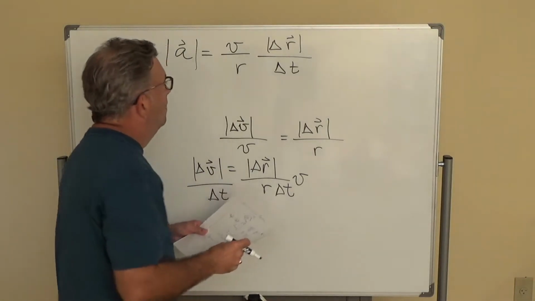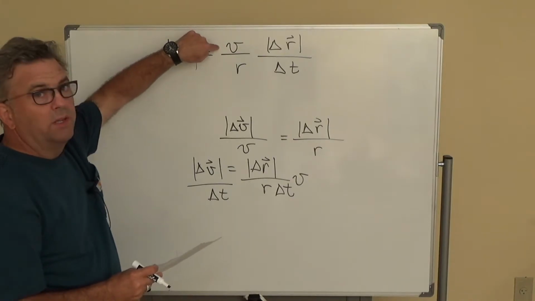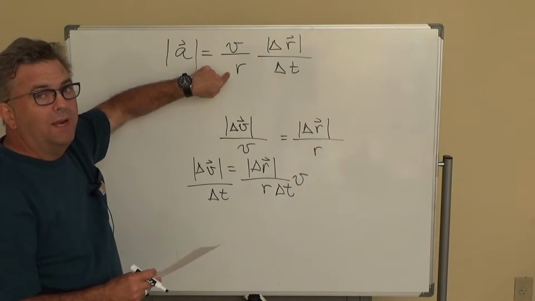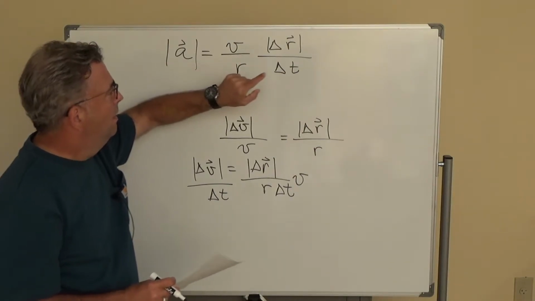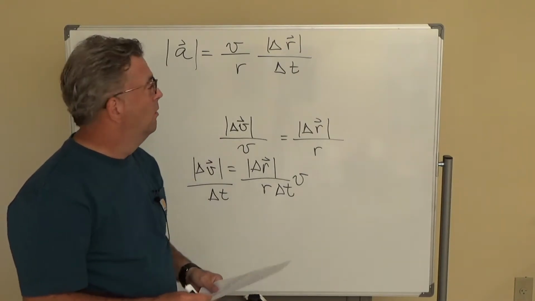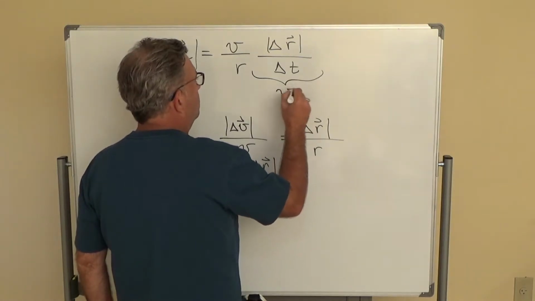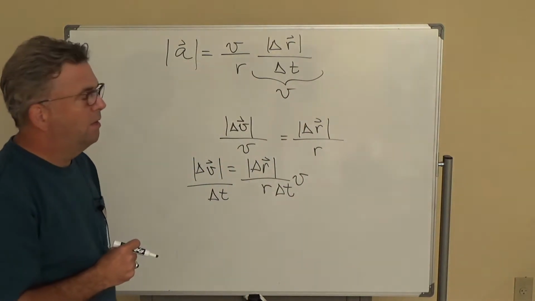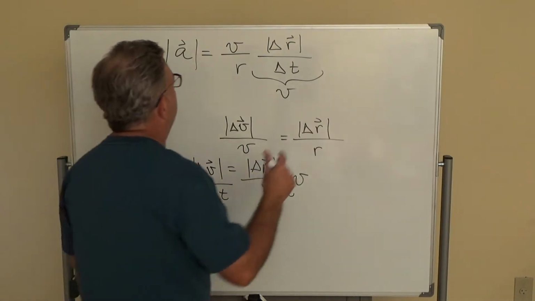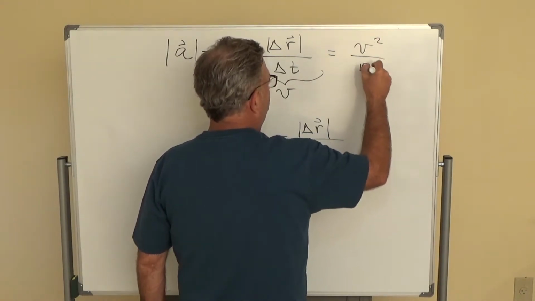Okay? So I have v over r, that's the velocity, or that's really the speed. It's the magnitude of the velocity. That's the radius of the circle. And what is delta r divided by delta t? Well, this thing is just equal to v. So this is equal to v squared over r.